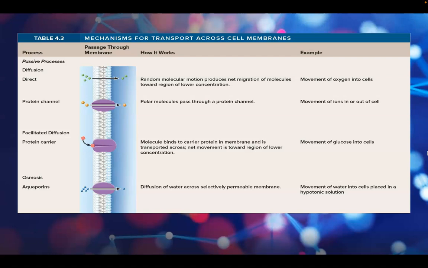So, mechanisms for transport across cell membranes. We've got our passive processes like diffusion and protein channels and facilitated diffusion. Even though we've got help happening, there's no energy supplied to make it happen. So facilitated diffusion is still a passive process. Also osmosis. So all of the bringing water into a cell or water going out of a cell is going to be osmosis. And that is also a passive process, meaning no energy has to be supplied.